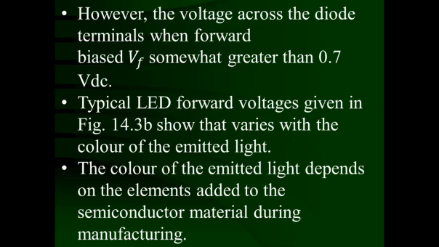However, the voltage across the diode terminals when forward biased, VF, is somewhat greater than 0.7 volt DC. Typically, the LED forward voltage given in figure 14.3b varies with the color of the emitted light. The color of the emitted light depends on the elements added to the semiconductor material during manufacturing.